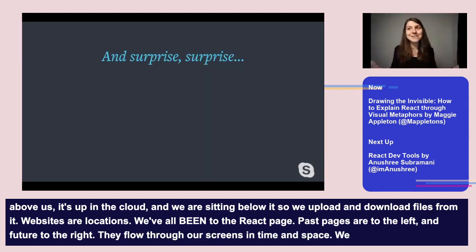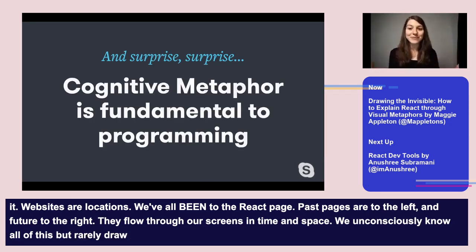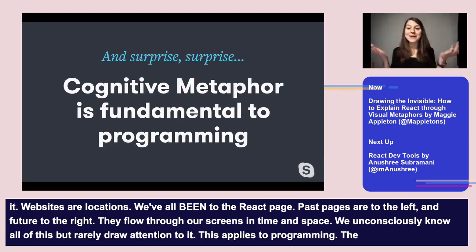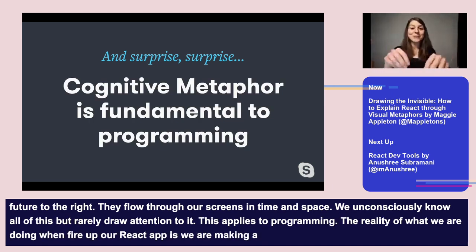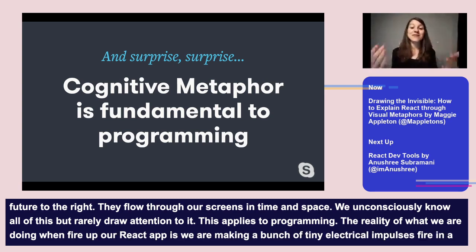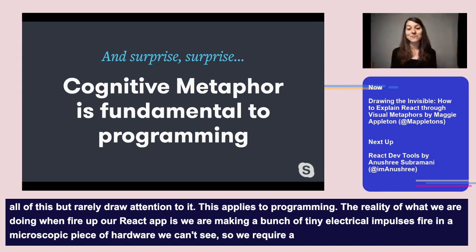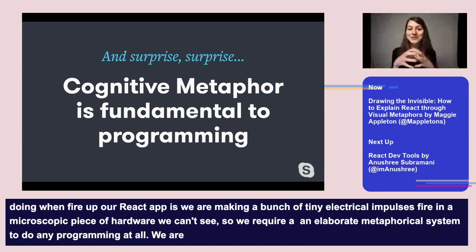And of course, this applies to programming. The reality of what we're doing when we fire up our React app is we're making a bunch of tiny electrical impulses fire in a microscopic piece of hardware that we can't see. So we require an elaborate metaphorical system to do any programming at all. We're just moving imaginary objects around in the imaginary world of JavaScript.